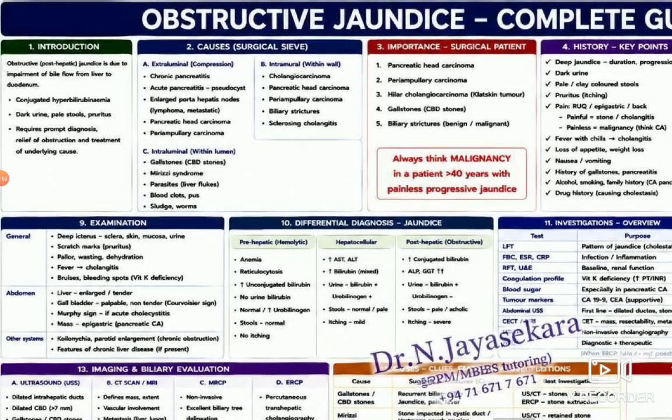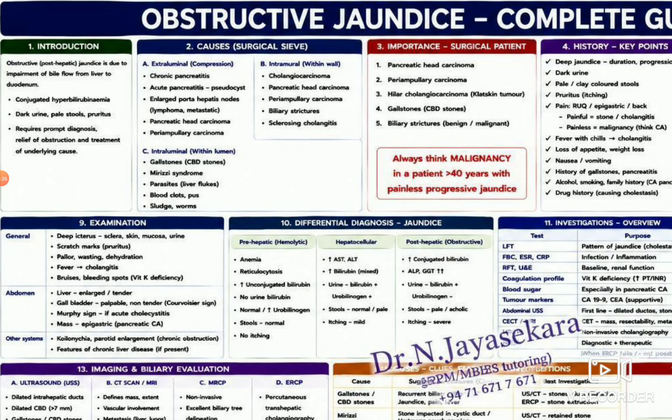Now we'll go for the causes. Students panic trying to memorize the causes. Don't memorize randomly. Think anatomically, like extraluminal causes, intraluminal causes and intramural causes. Extraluminal causes: things outside the duct can compress it. For example, pancreatic head carcinoma, enlarged lymph nodes, periampullary carcinoma. Remember, the common bile duct passes through the pancreatic head. So pancreatic head tumors commonly cause obstructive jaundice.